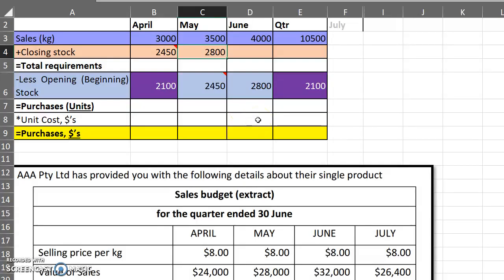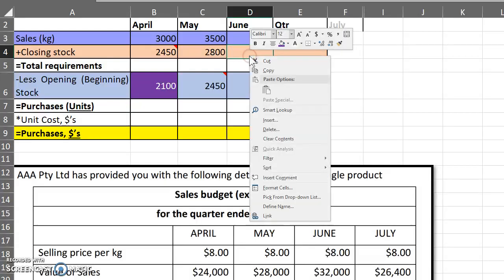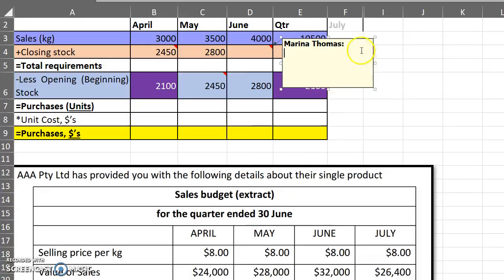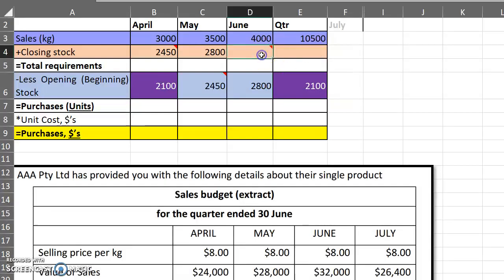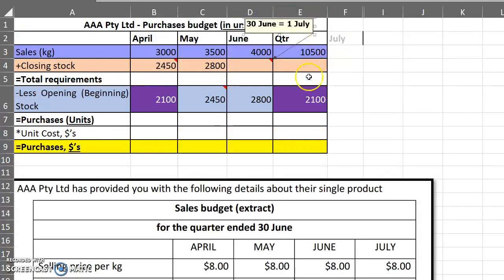Alrighty, moving on. What about June? Now, June is a little bit more interesting. So we're going to insert a comment here and say that June closing stock is the 30th of June and it would be the same as the 1st of July. Sorry, it just takes a little bit of time to make it look pretty. Okay, so I'll put it over here. That's what we're looking for. So we are after stock on the 1st of July.